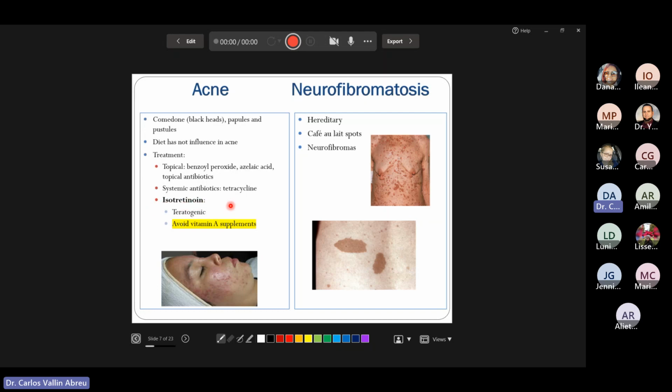Isotretinoin is a substance derived from vitamin A. But this medication is highly teratogenic. So for any young woman of childbearing age who is prescribed isotretinoin, a pregnancy test should first be performed to rule out pregnancy. And after that, prevention of pregnancy must occur meanwhile she is taking the isotretinoin.